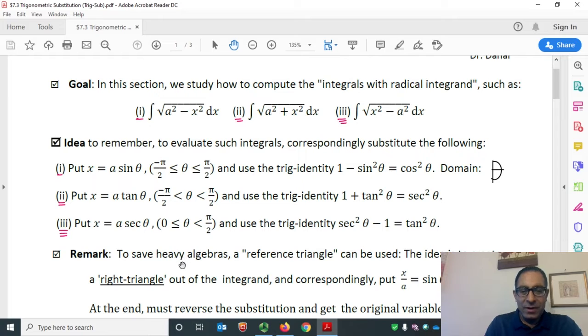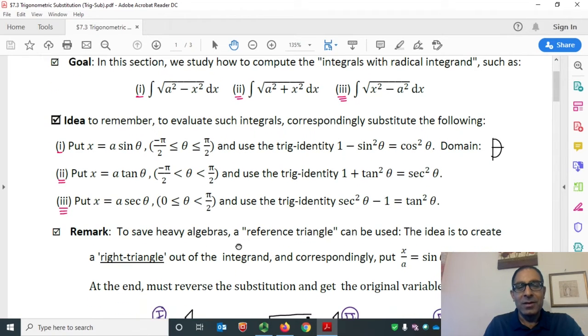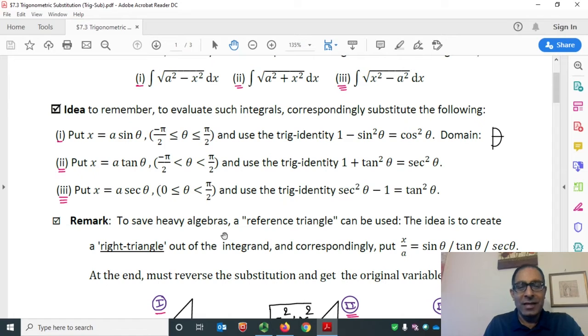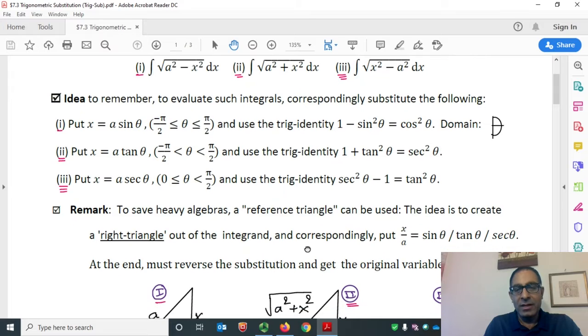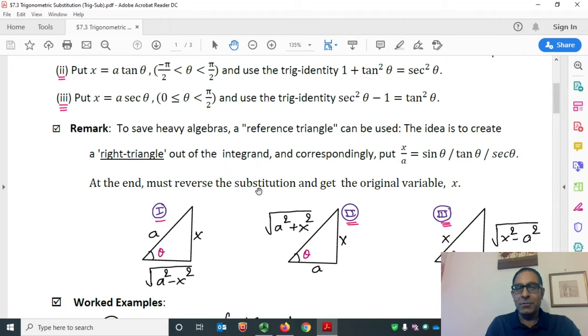Remark: to save heavy algebra, a reference triangle can be used. The idea is to create a right triangle out of the integrand functions and correspondingly substitute x over a equals sine theta to evaluate the first integral. To evaluate the second integral, put x over a equals tan theta, and to evaluate the third integral, put x over a equals secant theta. And at the very end, we must reverse the substitution and get the original variable x.